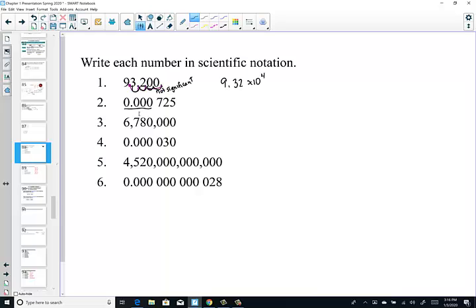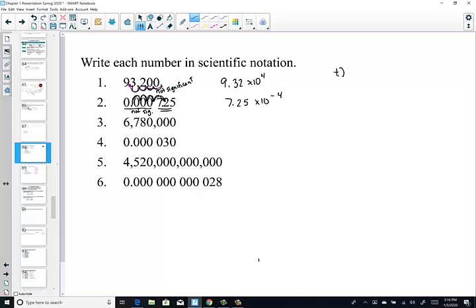Here we have a value with leading 0s, so these are not significant. Therefore, our answer can only have 3 sig figs. 7.25 places the decimal with one non-zero digit to the left. Now, count how many times you moved the decimal place. 1, 2, 3, 4, 5. Whoops, I went too far. 1, 2, 3, 4 places the decimal. So this will be negative because it's a tiny number. 7.25 times 10 to the negative 4.